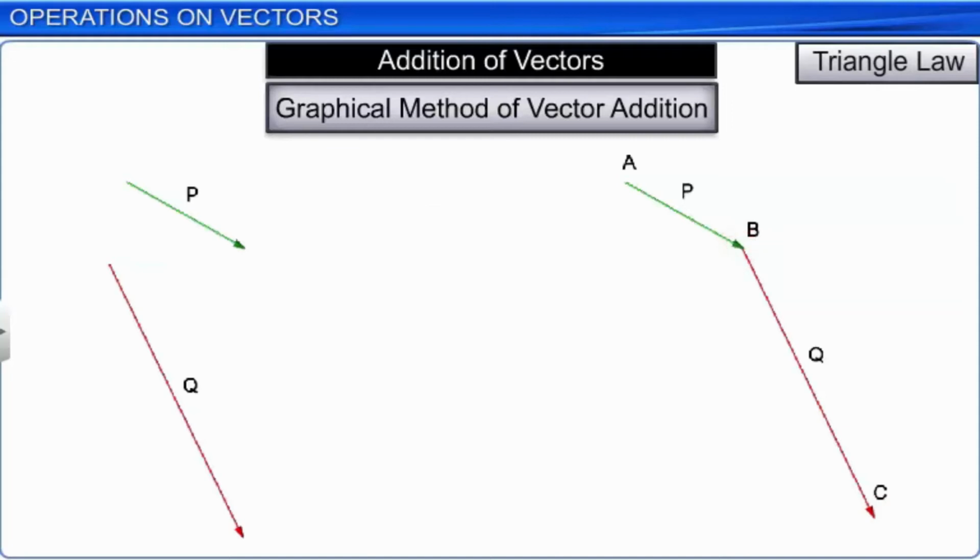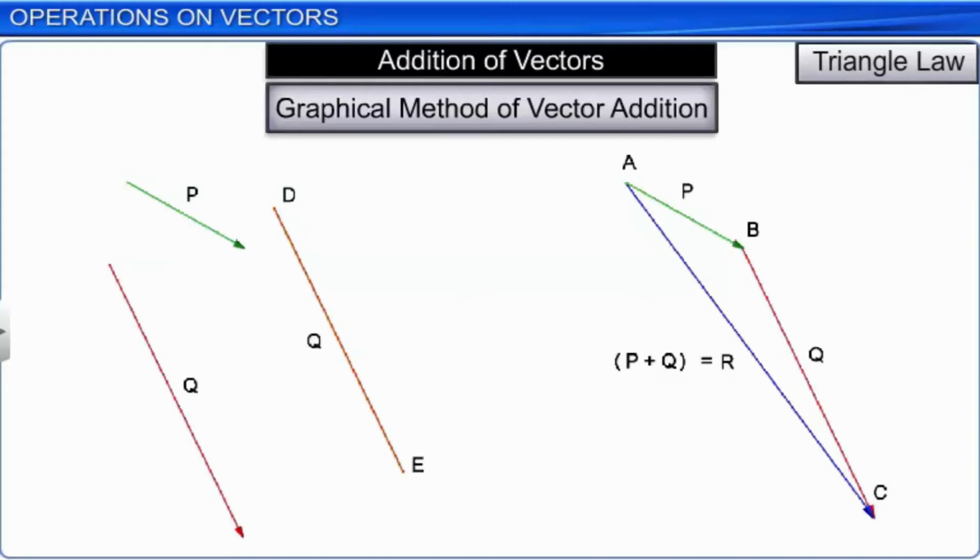Similarly, draw a line DE parallel to Q. The length of the line DE is equal to the length of Q. Display an arrowhead at E. Then draw line EF parallel to P and equal to the length of P. Put an arrowhead at F. The tail of P coincides with the head of Q. Now join DF. Display an arrowhead at F on the line DF.